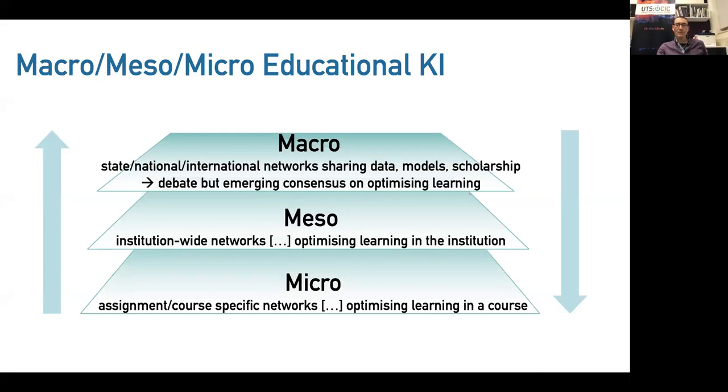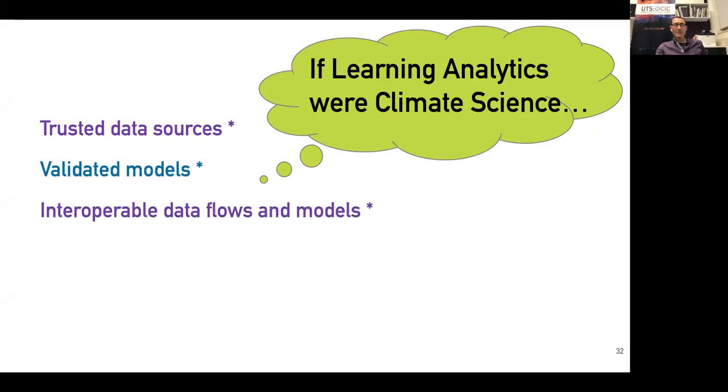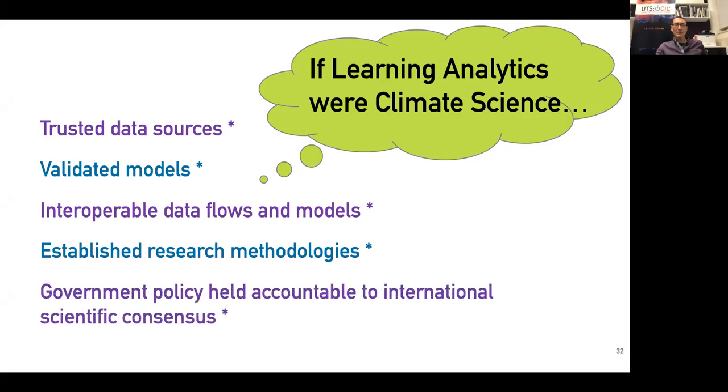Okay? So, if we imagine in the future that we were as mature as climate science, what we'd be expecting to see? Trusted data sources, validated models, interoperable data and models, established research methodologies, and government policy held accountable to international scientific consensus. They've all got asterisks because all of these are contested to some degree or another. That's what the scientific debate is about. But there is still consensus emerging, right?